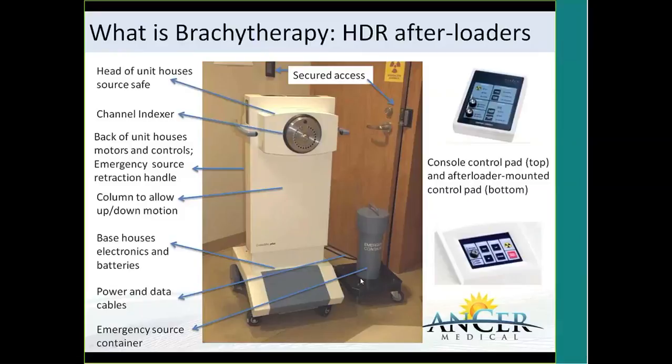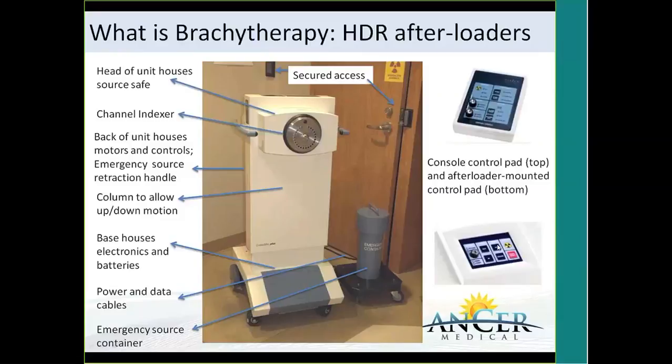Control of the machine is done from the control pad that is near the console outside the room, or inside the room. There's a panel on the back of the machine that has several buttons. So you can raise the machine up and down, retract the dummy source. There's an emergency button, a LED indicator, a key to unlock the safe, and various controls. In the back of the machine, there's also a lever that allows you, in case everything fails, to manually retract the source. Don't worry, you'll never be asked to do this, but this is something that physicists and physicians are trained to do in case, again, there's a radiation emergency.